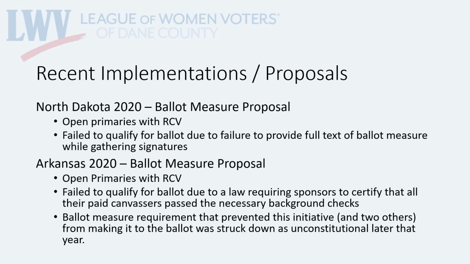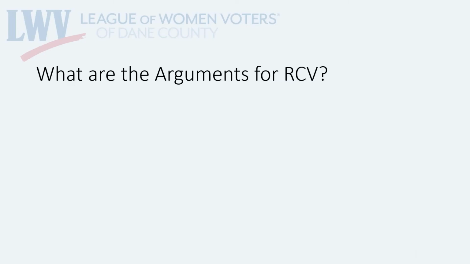In addition to those 2 proposals that made it onto the ballot in 2020, there were 2 proposals that did not make it onto the ballot that year. Both of these proposals were for open primaries with ranked choice voting, similar to Alaska's measure. Each of these failed to make it to the ballot due to technicalities in the ballot measure approval process. It is likely that the groups sponsoring these measures will try again soon. So, we can see that there's a lot of things happening across the country with ranked choice voting.